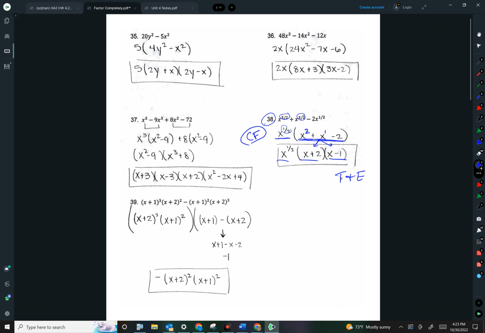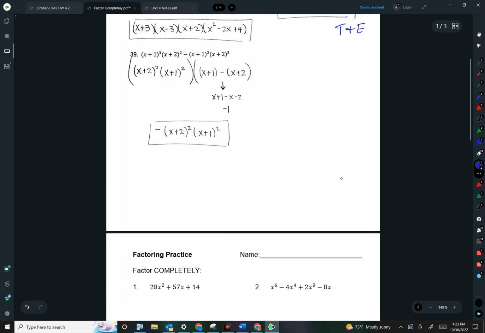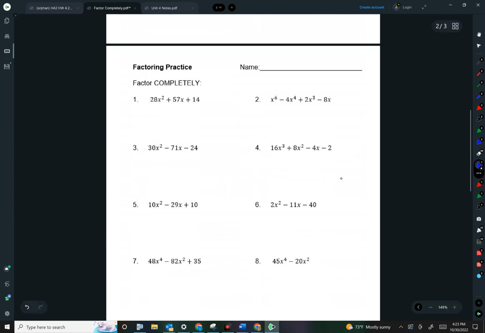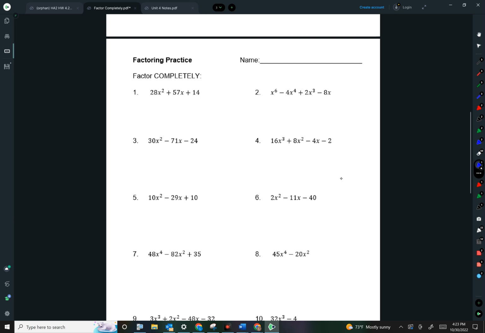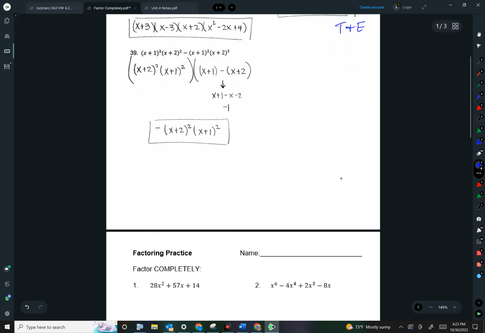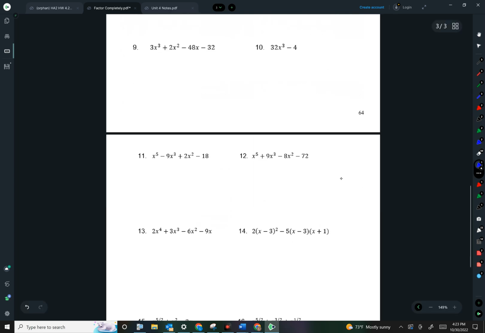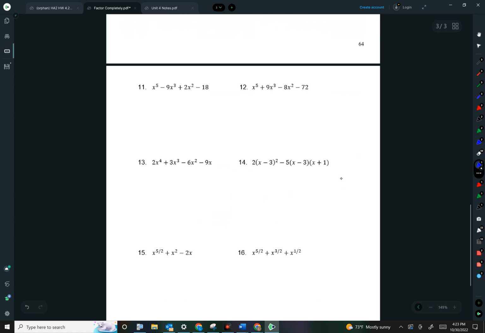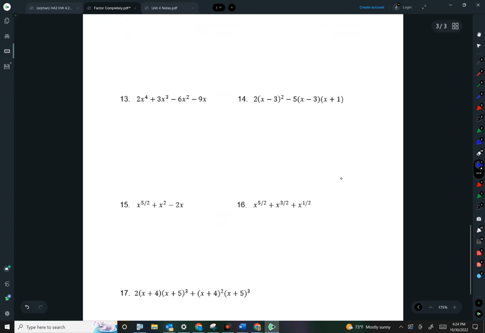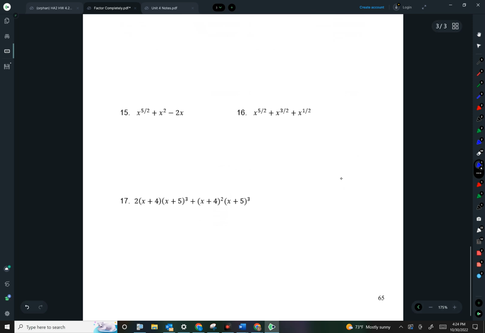Okay, so with that in mind, if you look at the next couple pages, it's actually in your notebook, but it's the first part of today's homework. The next page says factoring practice, and the majority of these are ones that are going to require more than just one type of factoring. Since we just practiced that fractional exponent one, I want us to go to page 65, and let's look at number 15. We'll practice that one together.